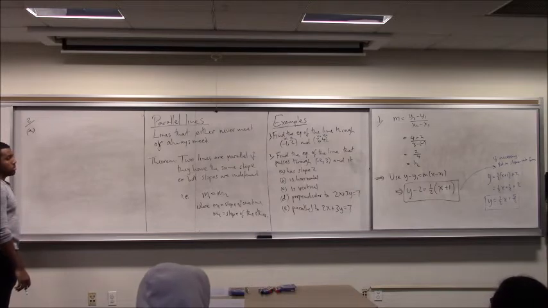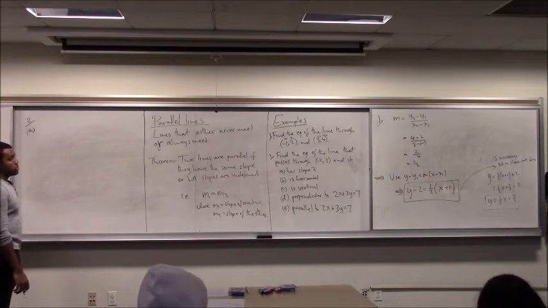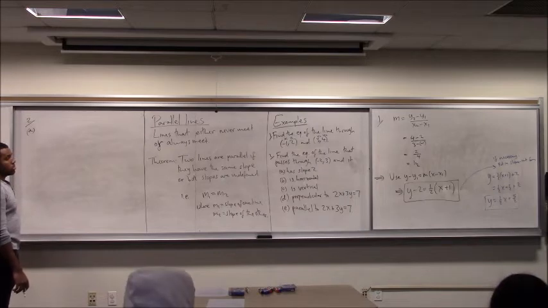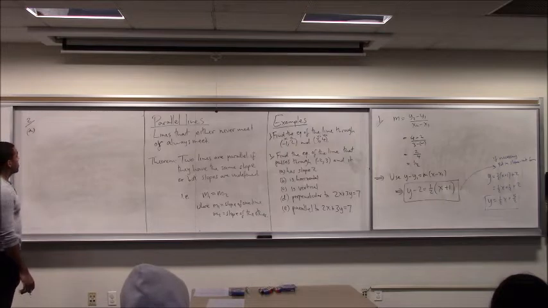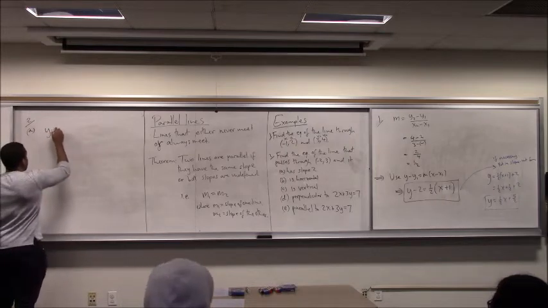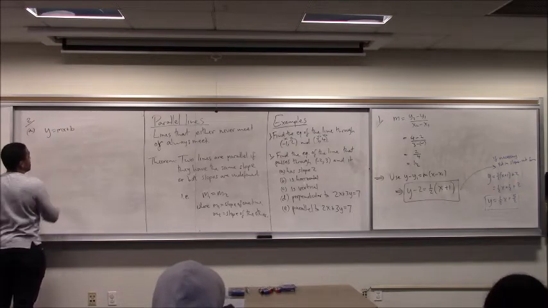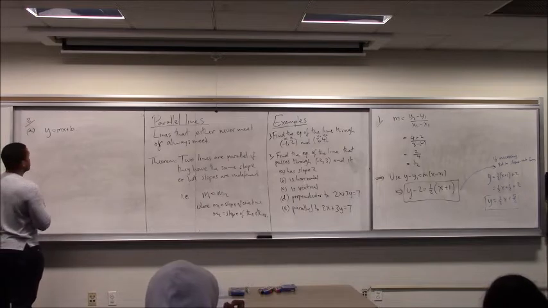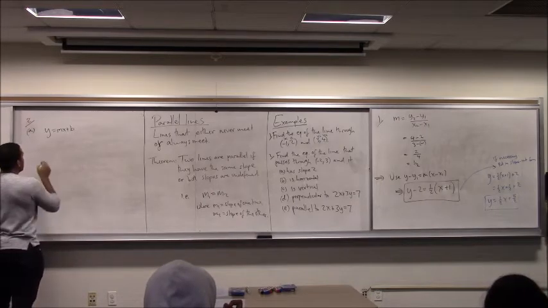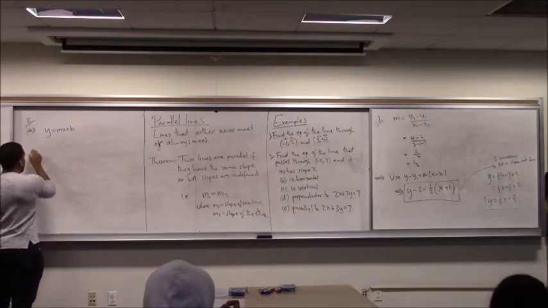Okay, problem 2a. How would you do that? I would use y equals mx plus b, and you plug in negative 2 for x, and the slope is 2, so I have to plug in 2 for m.